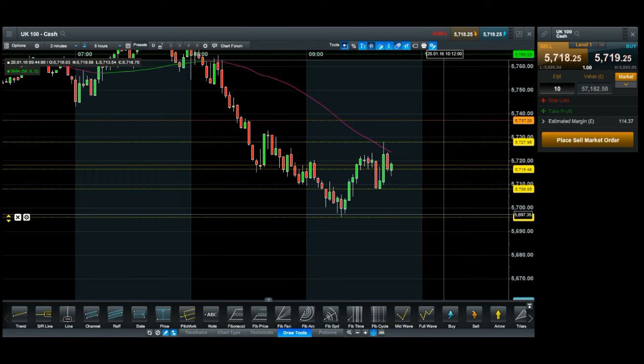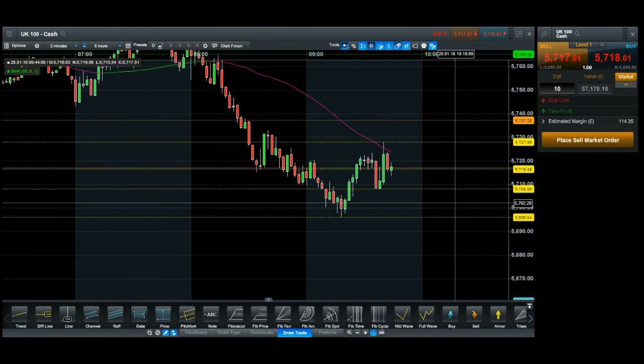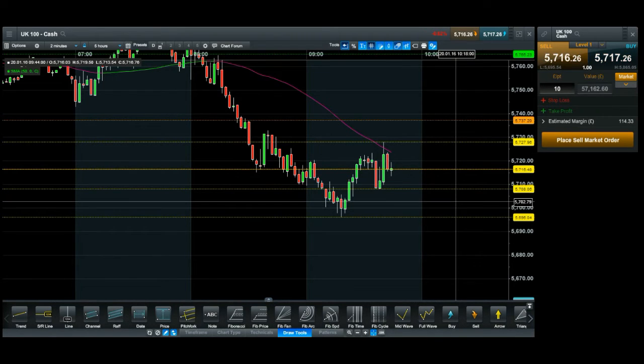Okay, it's going back up again. Let's hope it touches the simple moving average, so I go for another one, another sell. No, it's not.